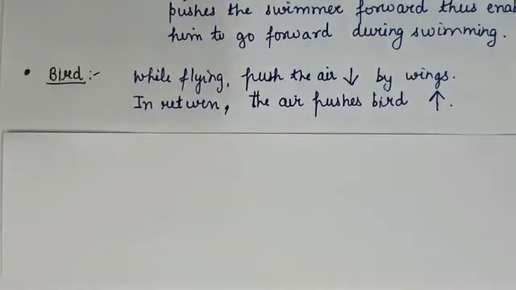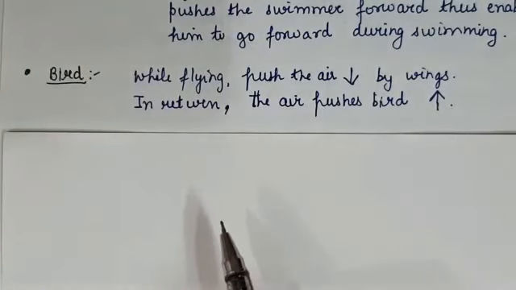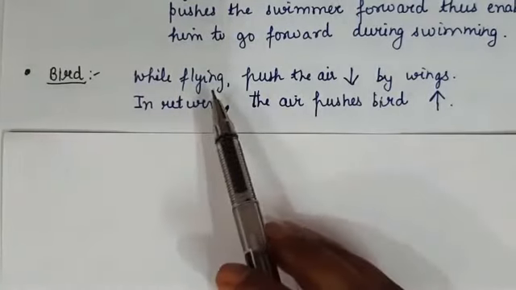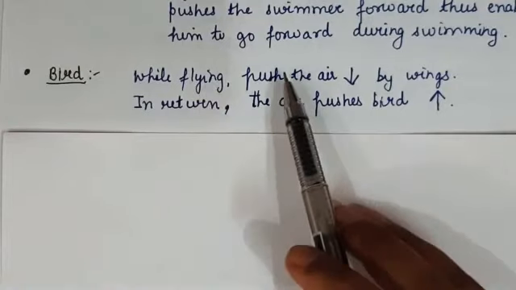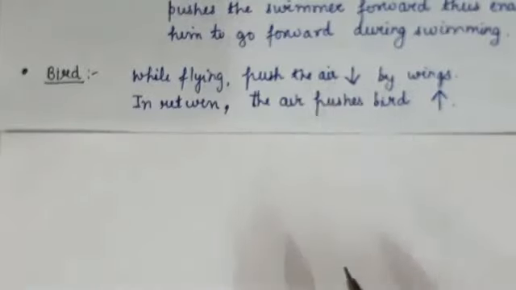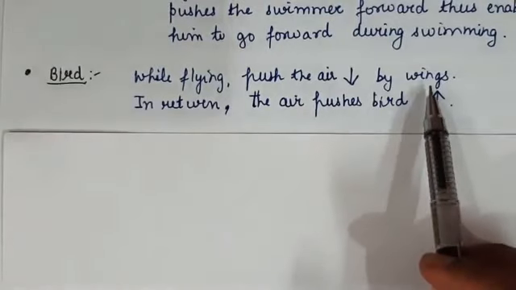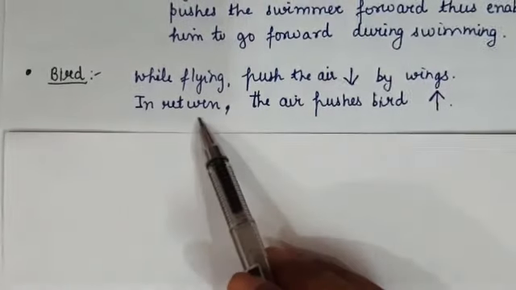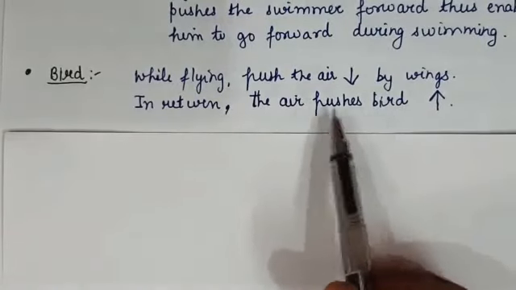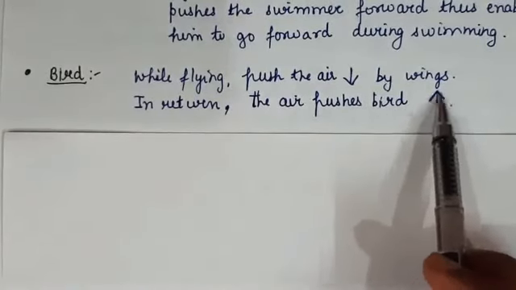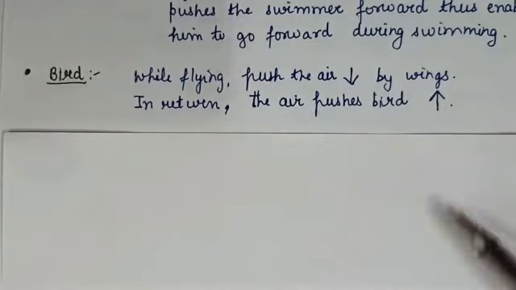Another example you can take of a bird. What happens while flying? While flying, the birds push the air downwards with the help of wings. Why? Because in return, the air pushes the bird in upward direction. That's why the birds are able to fly. Okay?